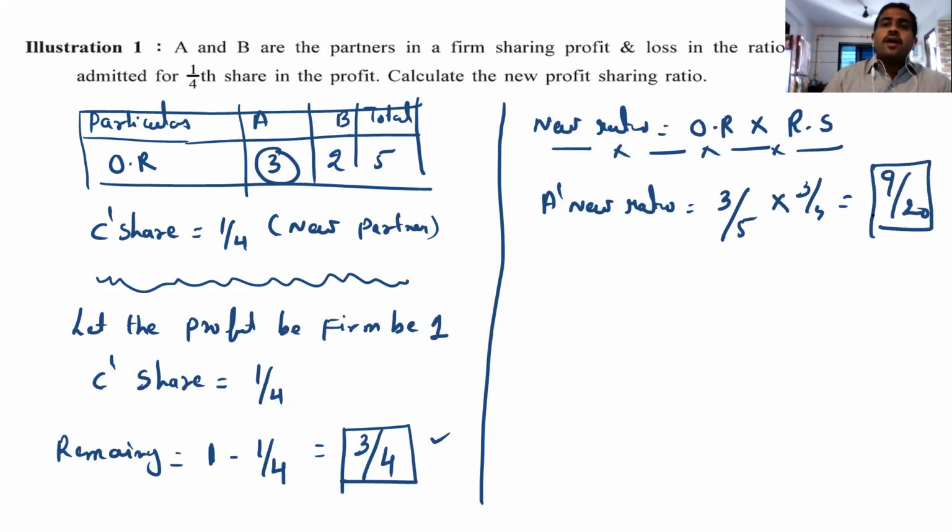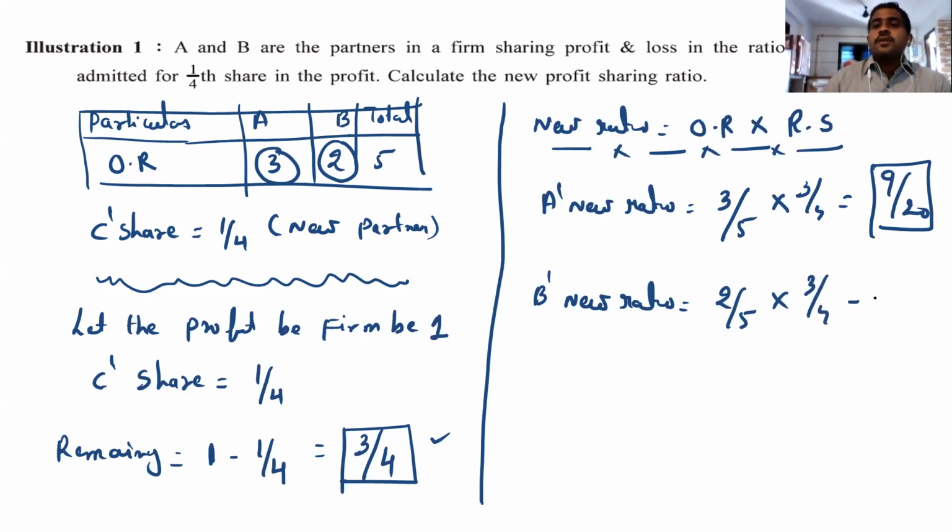Now comes B's new ratio. B's new ratio means, again B's old share is how much? 2 by 5. And now he is getting 2 by 5 of the remaining, that is 3 by 4. So 3 twos are 6 by 20.